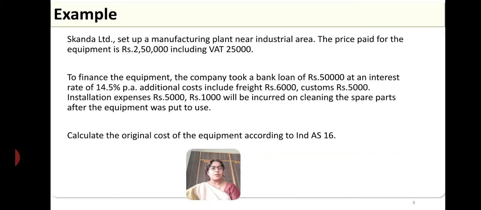Again, there is one more item which says cleaning the spare parts once the asset is put to use. This cleaning is a recurring expense. You have to incur this expenditure for cleaning, maybe periodically. Even that cannot be considered as part of the cost of the asset. The main thumb rule is that the expenditure has to be non-recurring. That means it has to be a one-time expenditure in order to consider it as the cost of the asset. Now, let us see the solution.